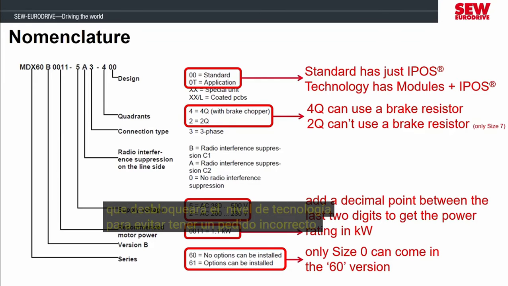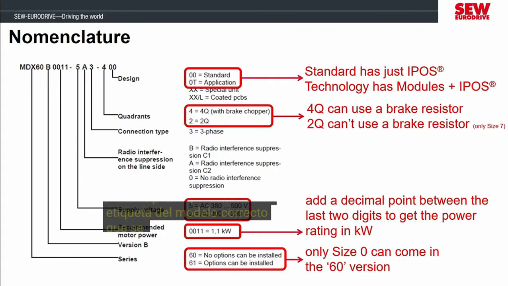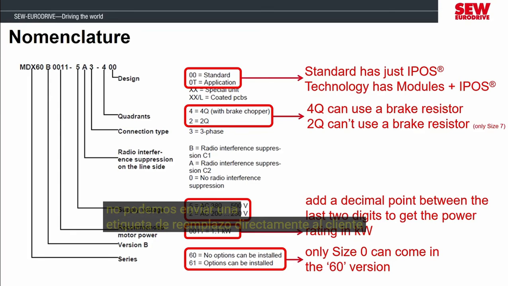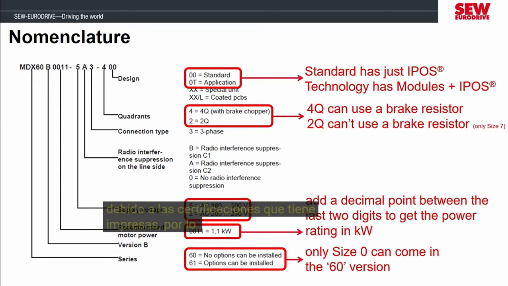To avoid having an incorrect order in the future, we recommend that you write 0T added somewhere on the MOVIDRIVE with a marker that's easy to see, or you can have your local salesman visit the plant to install the correct model label that will show that the 0T level has been added. We aren't able to send a replacement label directly to the customer because of the certifications it has printed on it. So it will have to be installed by an employee of SEW if you want to go that route.